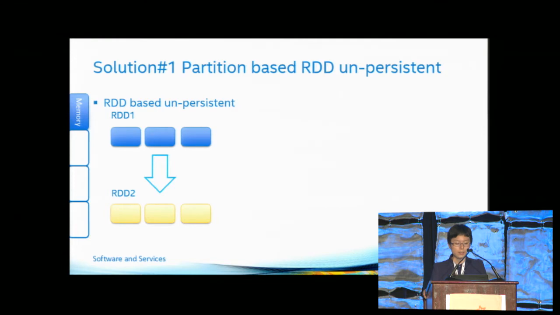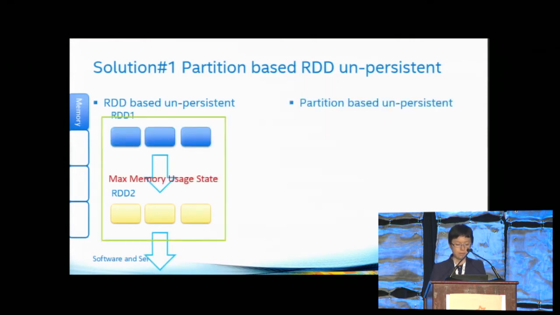And here you can see during the RDD computation, if only those entire RDDs get computed, you can do that unpersist. So the maximum memory usage is here. It's demoed here, and let's see it in a different way. If we can do the unpersist at the partition level, it changes a lot.